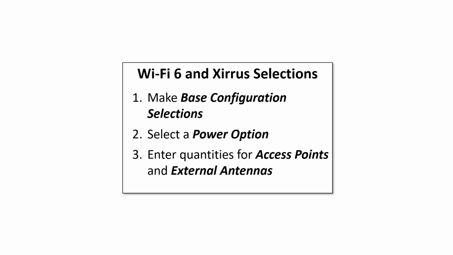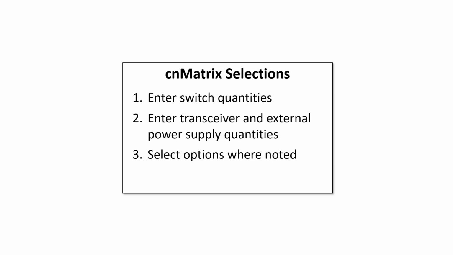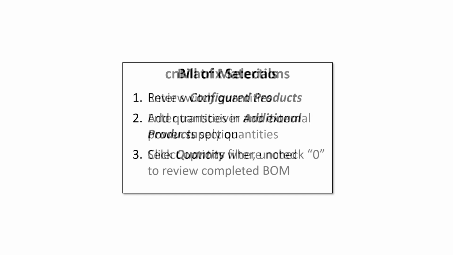Next, go to the Wi-Fi 6 and Zerus Selections worksheet to select access points and to make base configuration selections and required accessories. If you choose CN Matrix switches as your power option, go to the CN Matrix Selections worksheet to select switch models and configuration options.